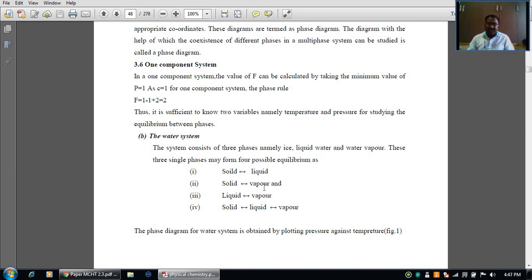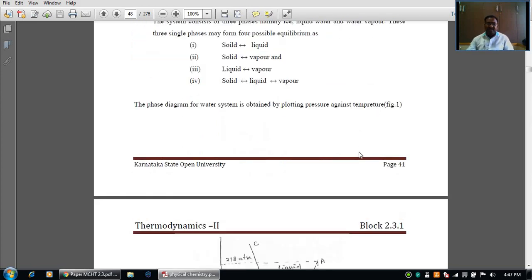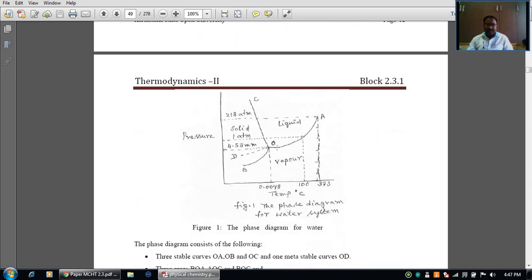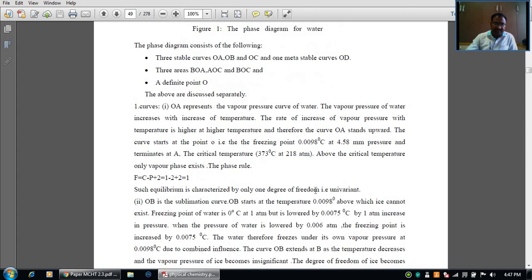In the closed system this happens, and it depends on the temperature. Water around 25 or 30 degrees Celsius is in the liquid state. It freezes at around 0 degrees Celsius and is in the solid state. When the same water is heated to around 90 or 95 degrees Celsius, it goes to the vapor state. That's why this is the best example of the water system. This is the schematic phase diagram for water, with A, B, C. Just go through that, the phase diagram for the water system.